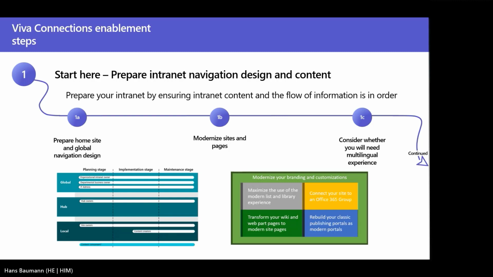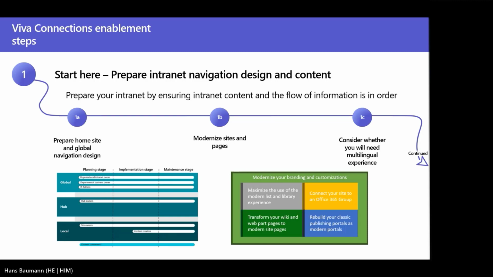So going back now into the specific steps of the Viva Connections enablement, and I'm going to go a little bit technical now. First, I need to prepare the home site and the global navigation design. The home site is a SharePoint Online concept, which is a designated site collection, designated as the home site for my tenant. In the future we'll have multiple ones, but for now, we only have one per tenant.